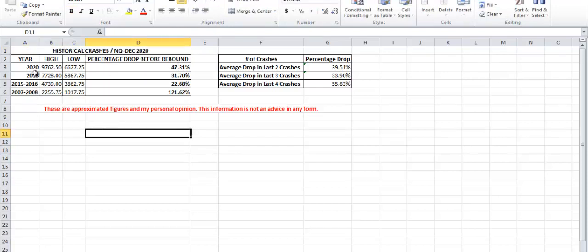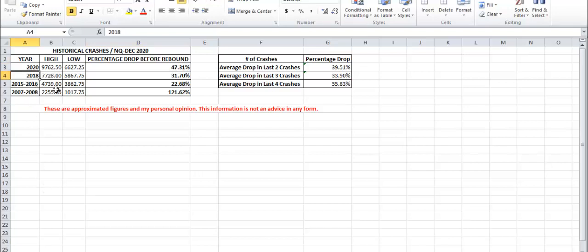Historical crashes. In 2020, we had a high on the December contract of 9,762.5 and the lowest was 6,627.25, and this drop is approximately 47.31%. That's really huge, huh? Especially for those people who are trading with leverage, be careful. You can see leverage can be quite a pain in the neck, especially when the market goes against you.